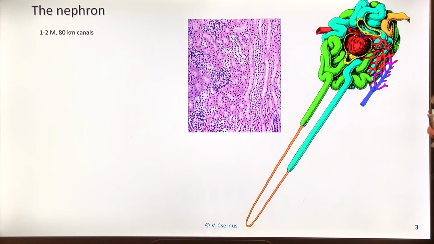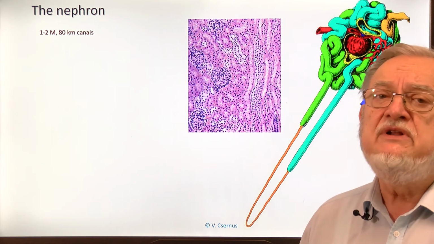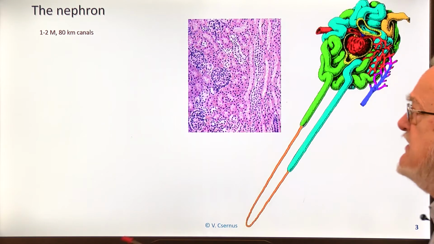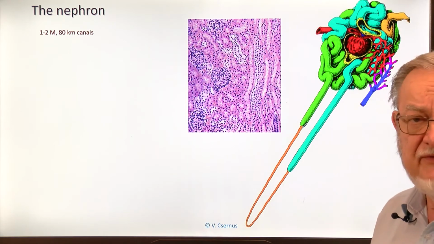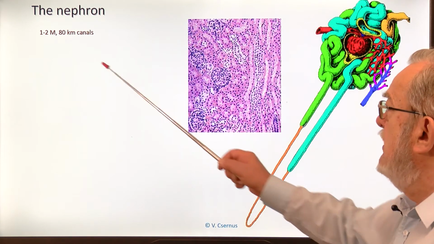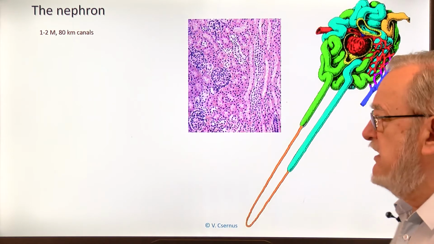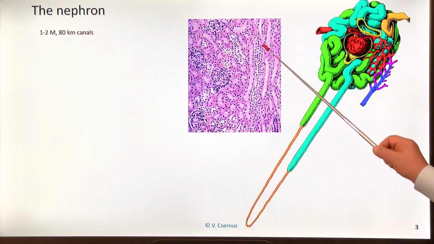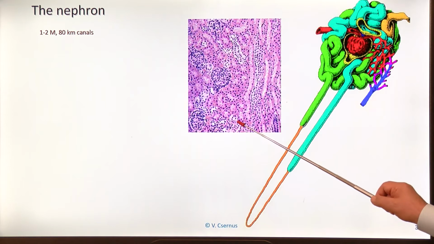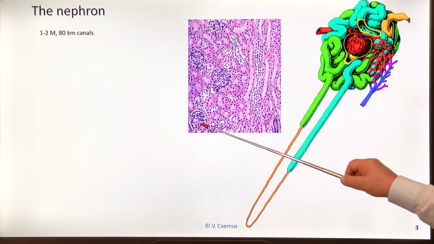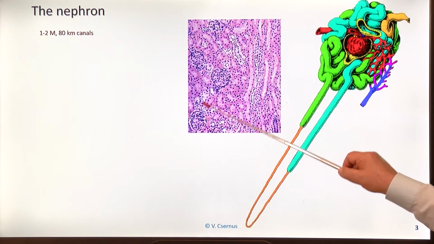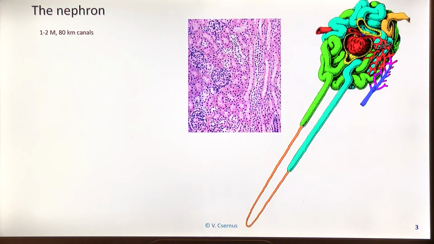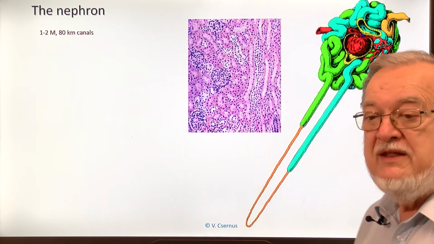Kidney, as a parenchymal organ, has a large number of fully functional units, and the fully functional unit of the kidney is named the nephron. We have between 1 and 2 million nephrons in a kidney, and they make a total of 80 kilometers of canals together. In the microscopic slide, you cannot distinguish the nephrons. You cannot tell that this particular tube belongs to this or any other nephron. So you are not requested to show a nephron.